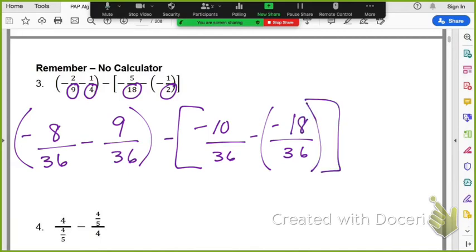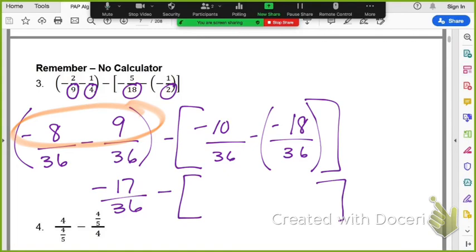Okay, so from here, I'm going to look at the parentheses first, and the brackets, of course, because that's what comes first in PEMDAS. So my first set of parentheses, I'm going to combine those. And how do I combine fractions? If I'm not multiplying, if I'm adding or subtracting, what do I do with the numerators? Then you just add the numerators. Right. So I found my common denominator. Now I just add the numerators. And so my numerators are negative 8 and negative 9. And those combine to be what? Negative 17 over 36.